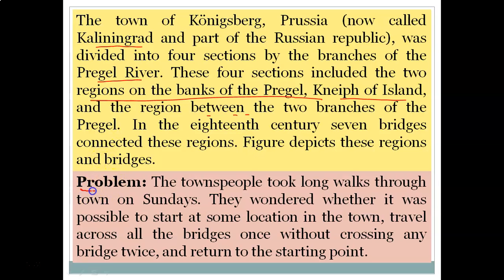Now what was the problem here? The townspeople took long walks through town on Sundays. They wondered whether it was possible to start at some location in the town and travel across all the bridges once without crossing any bridge twice and return to the starting point. That was the problem.